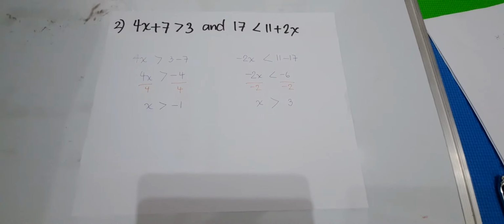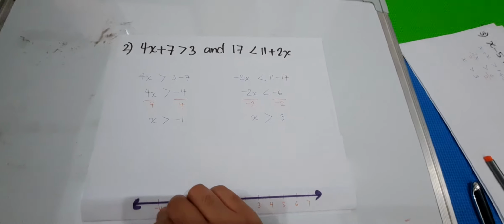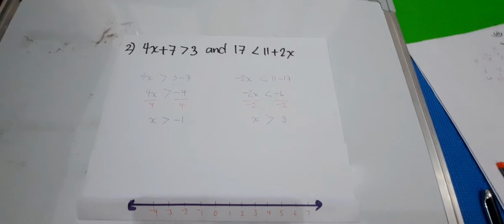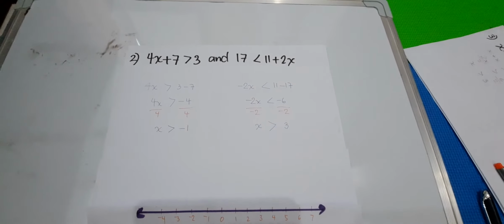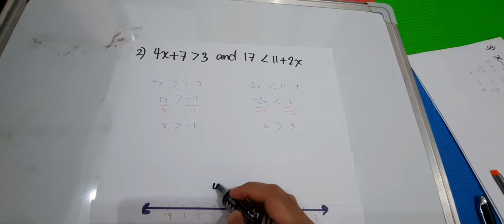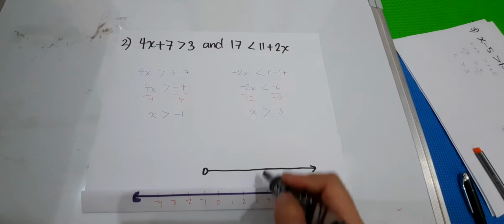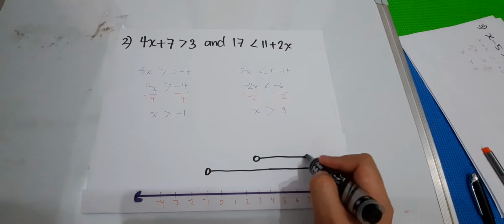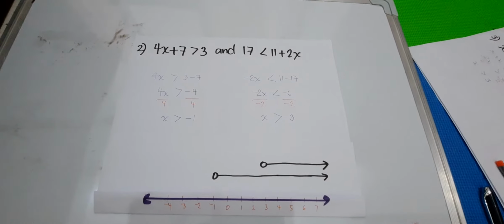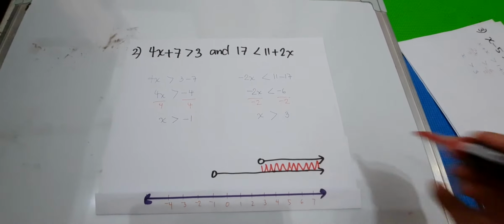So what is next? The next thing is you will solve it in the Cartesian plane. For example, this one. So we have our Cartesian plane. We will plot the first value, we will plot the second value, and identify where they are together. So the first one, minus 1 is here, going to the right side. 3 is here, going to the right. And check where they are together. So they are together from this part, from 3. So this is your solution in the graph.